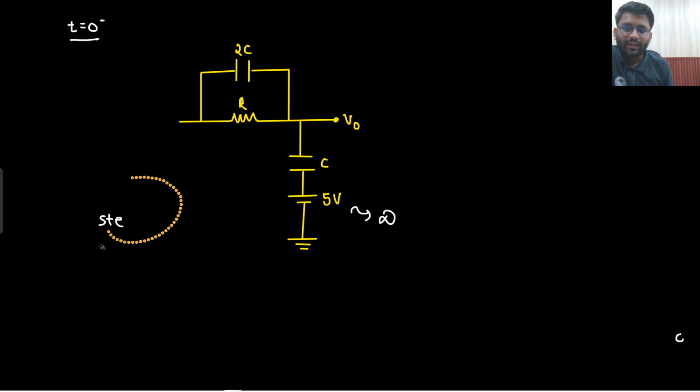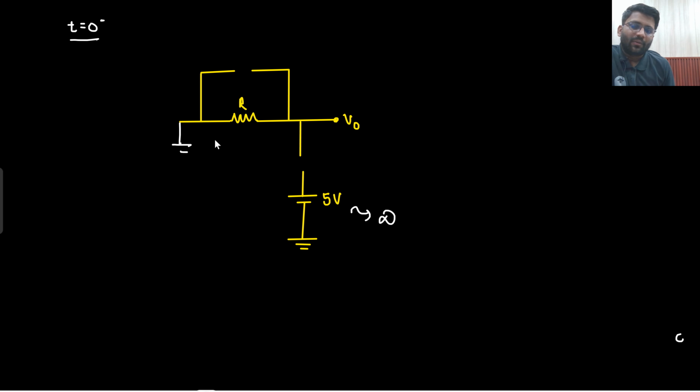So this was already not there. This will become open circuited, and this will also become open circuited, and this was already grounded. Now the whole circuit is open circuit. Will there be any current through the resistor? No, 0 ampere current would be there. That means this will take 0 voltage drop, and this will take 0 voltage drop, so V0 will also become 0. This is at 0 minus.